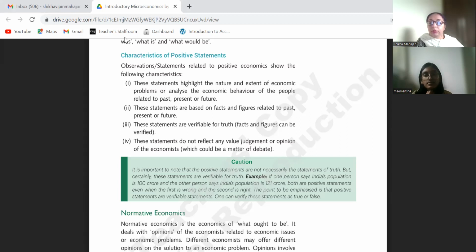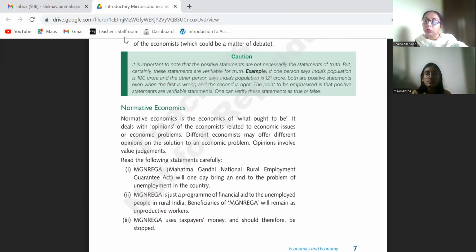And they do not reflect any value judgment or opinion of the people. This is a different thing; you are going to study the last point in normative economics. So you can catch the key points here: nature and extent, based on facts and figures, verifiable. If you find it difficult to write verifiable, you can write evident. Do not reflect any value judgment.